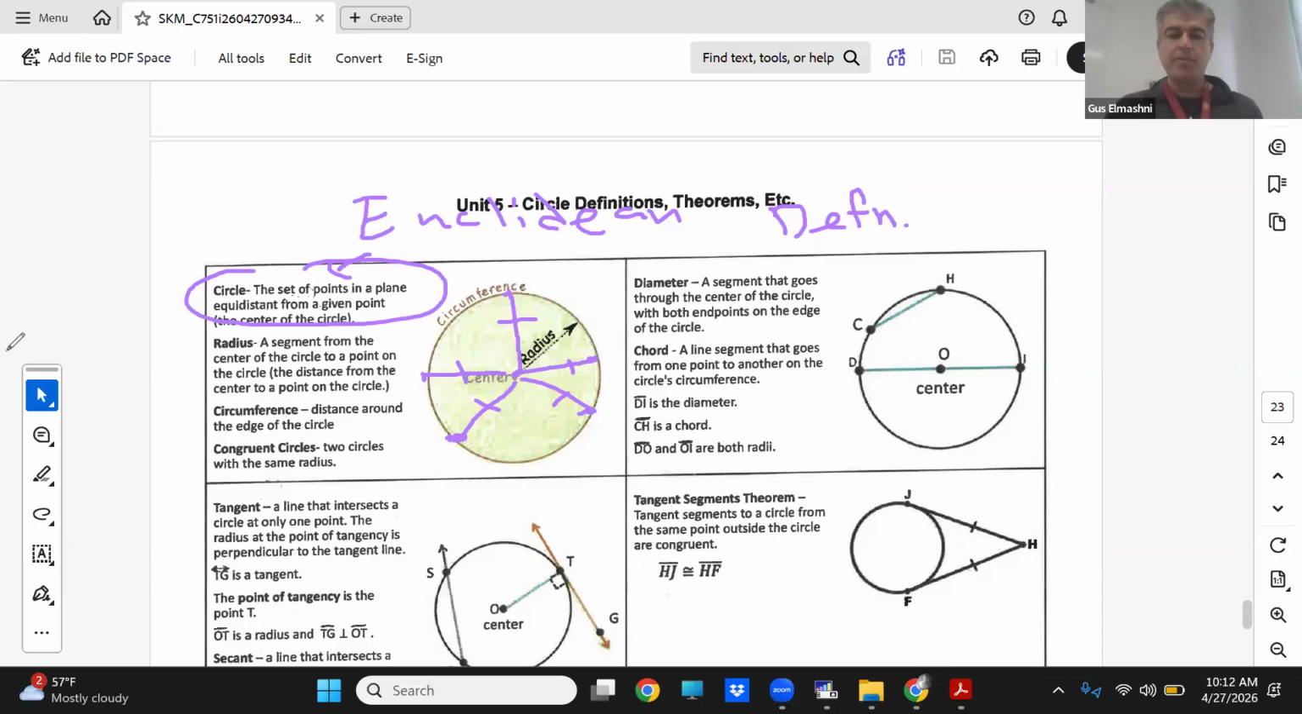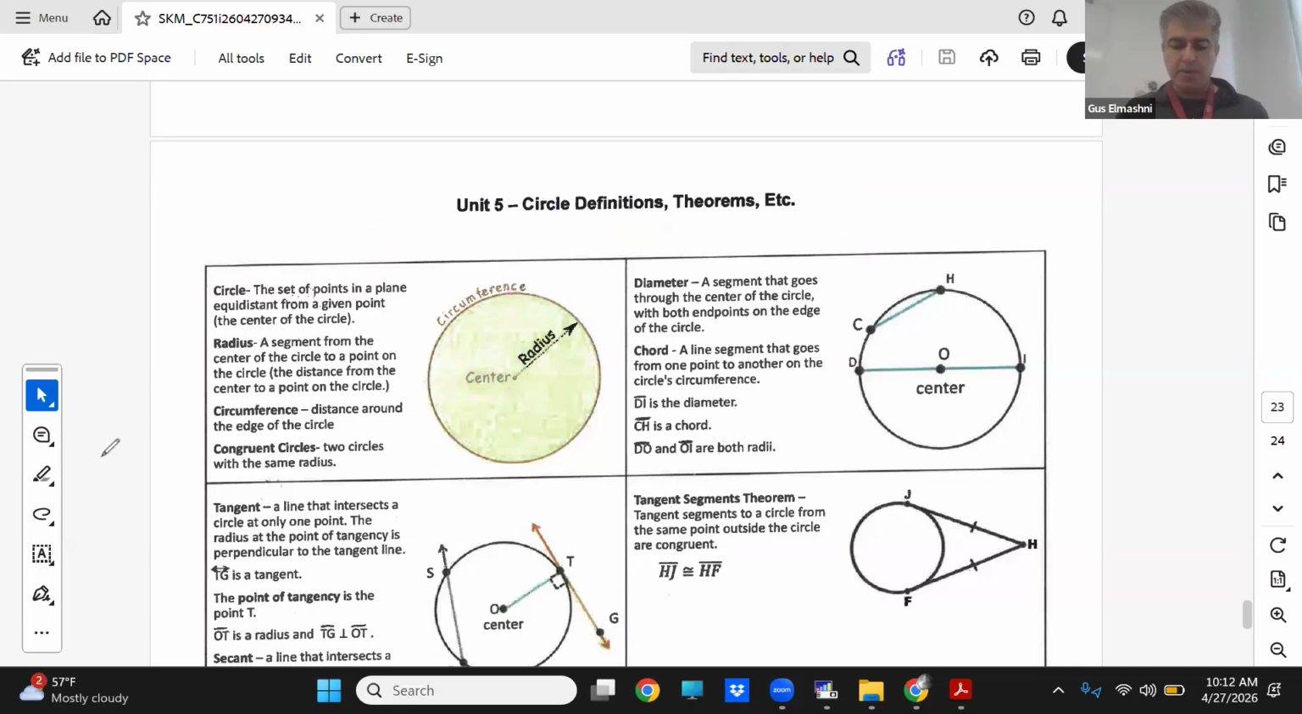Okay, let's move on to the top right corner. Connor, can you read all the information in the top right corner? The top right. Diameter, a segment that goes through the center of the circle with both endpoints on the edge of the circle. Chord, a line segment that goes from one point to another on the circle circumference. DI is the diameter. CH is a chord. DO and OI are both radii. Thank you. Perfect.